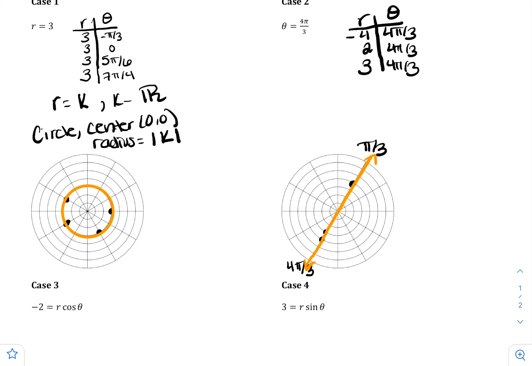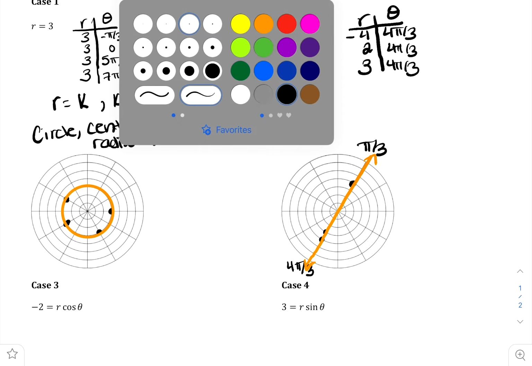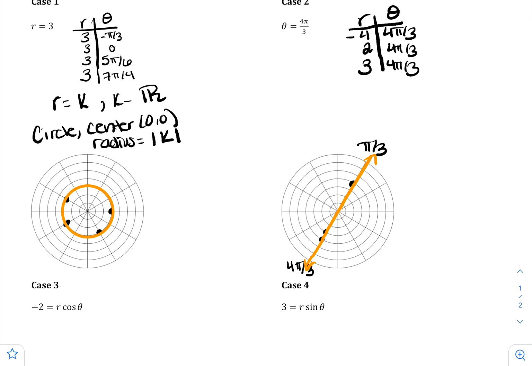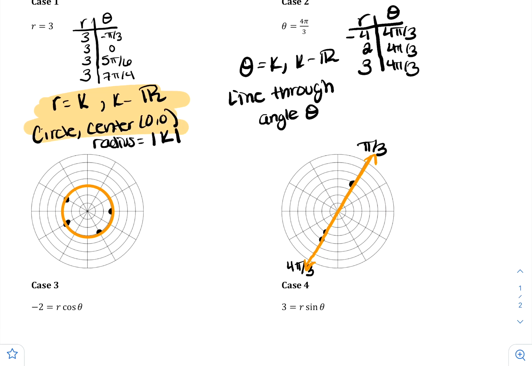Again, you don't need to do the table. I'm just doing the table to show where I'm getting this from. As long as you know the case, you can just draw the line. So case 2 is that theta is equal to k, where k is any real number, which will be an angle. So it's a line through angle theta. So there it is. Case 1, case 2. Like I said, you don't need to draw the table. I'm just drawing it to show you where it comes from.